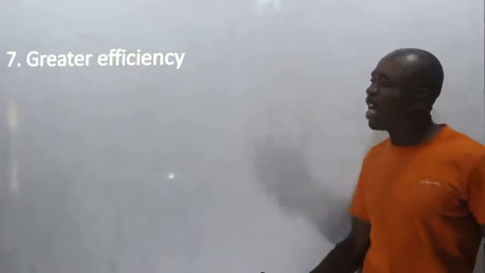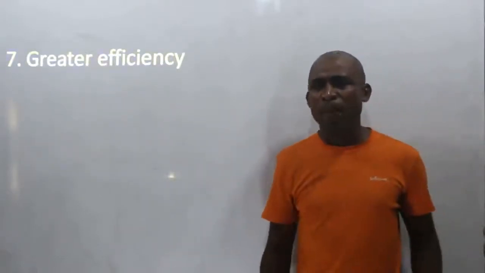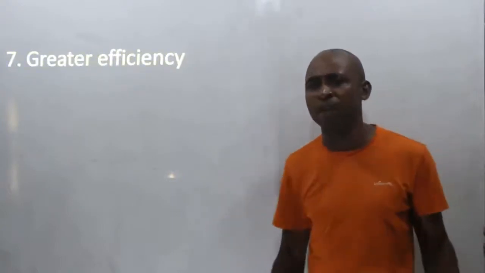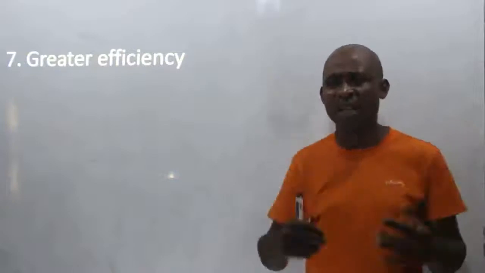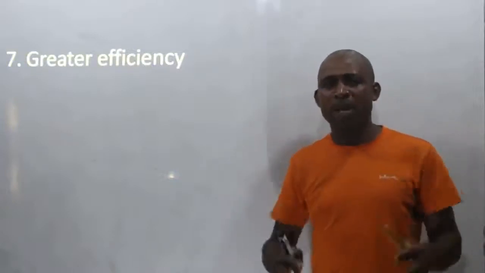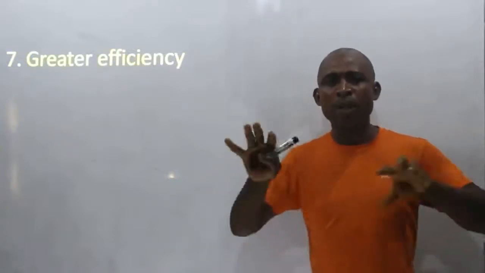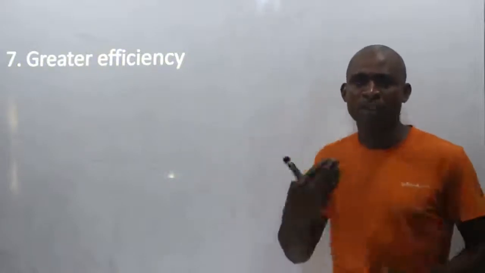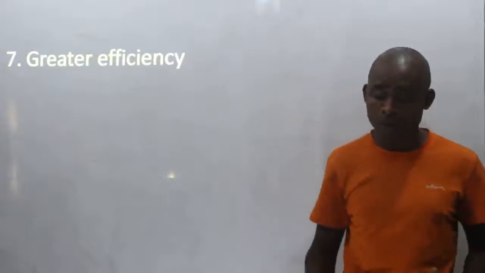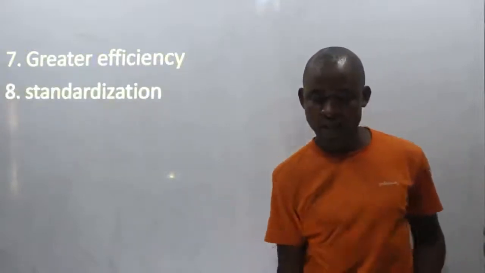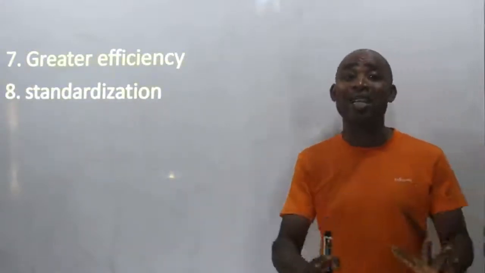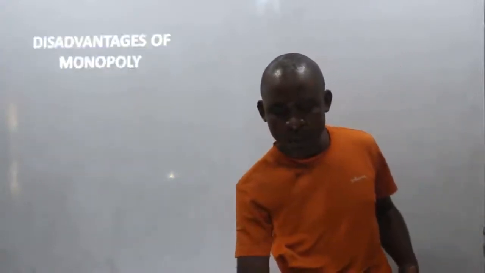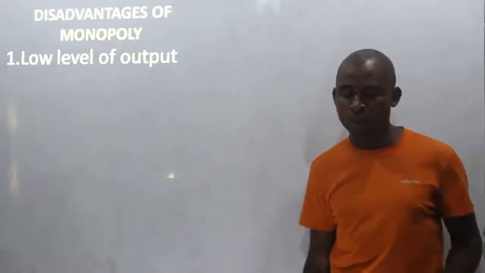Now, there is greater efficiency. How? Because the monopoly is a big firm and enjoys economies of scale, and one of the economies of scale is managerial economies. Experts are employed to man different departments in this firm, and so there is greater productivity, greater efficiency because experts are involved in this business. And the goods are also standardized. They are produced according to what now? Standard.